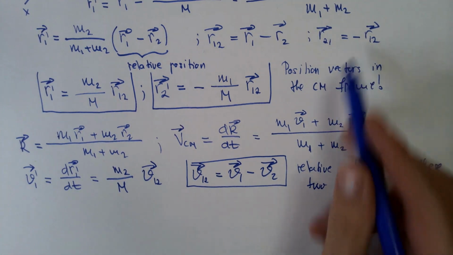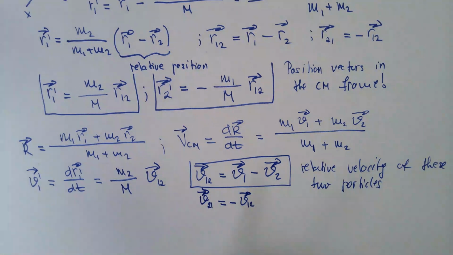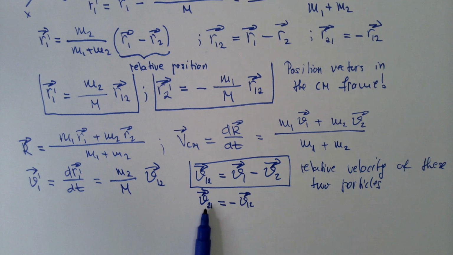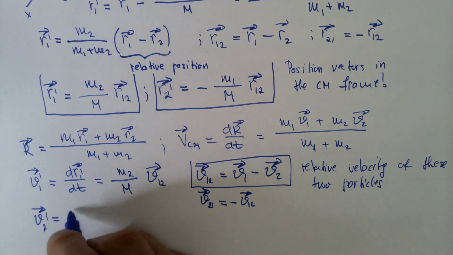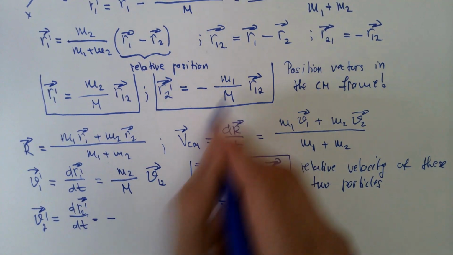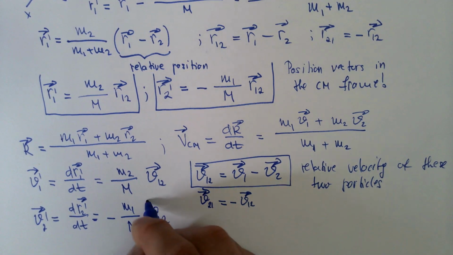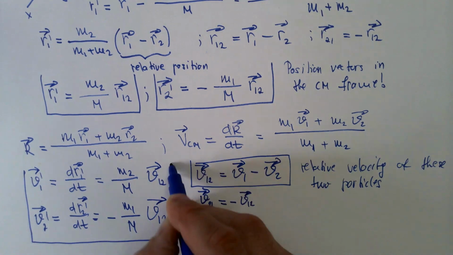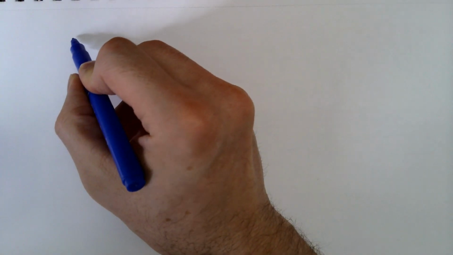And just like in the case of the radius vector, v21 is equal to negative v12. Speeds of relative velocities measured with respect to particles 2 and 1 are the same, but directions are reversed. That's what this equation says. Similarly, v2 prime is equal to dr2 prime/dt, and that is equal to minus m1 divided by capital M times v12. So now we know radii in the center of mass reference frame, and we also know velocities in the center of mass reference frame. Now let us look into the collision of two particles.